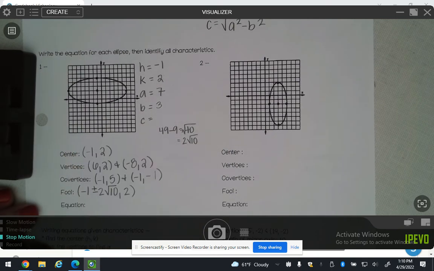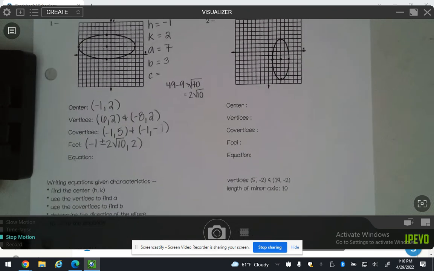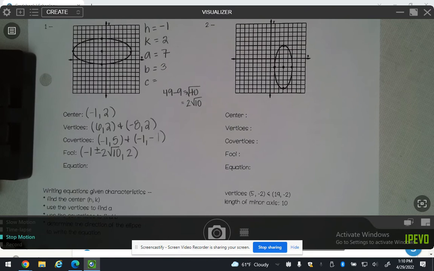There's your foci. Because it stretches horizontally, so you add your C value to your X coordinate of your center. Yes, ma'am?